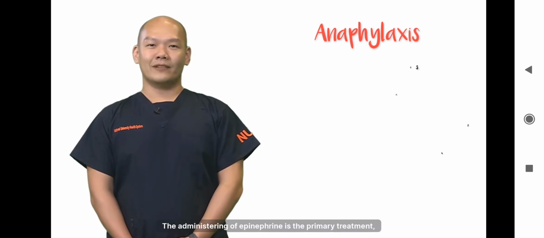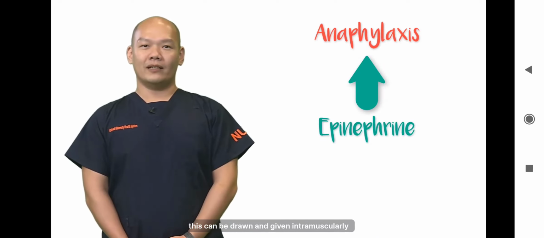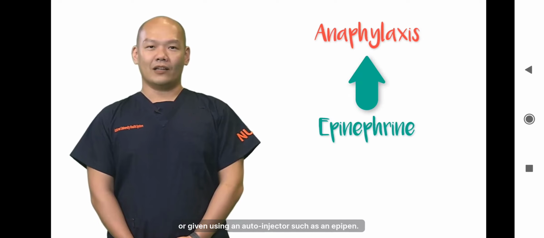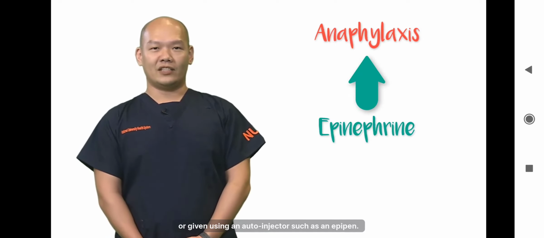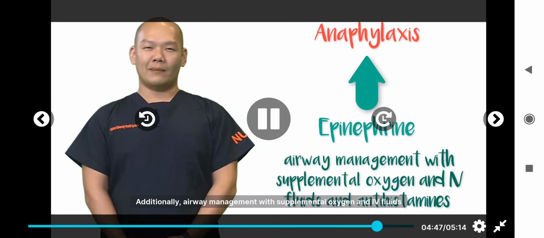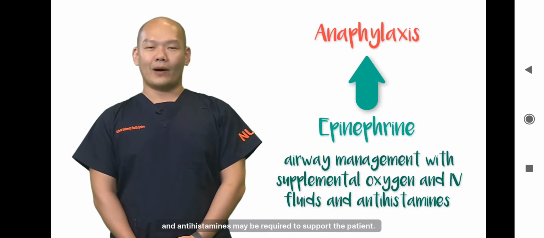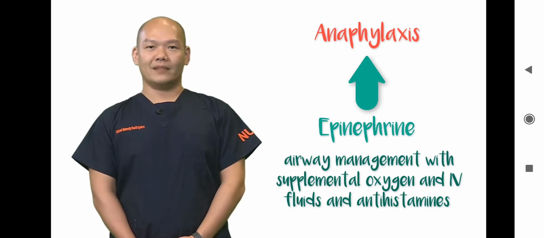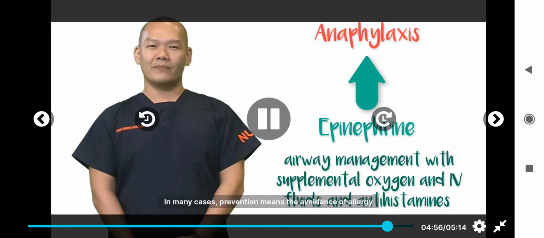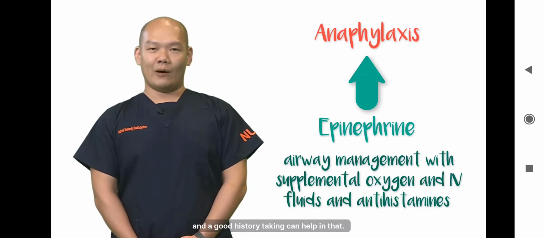The administering of epinephrine is the primary treatment. This can be drawn and given intramuscularly or given using an auto-injector such as an EpiPen. Additionally, airway management with supplemental oxygen and IV fluids and antihistamines may be required to support the patient. In many cases, prevention means the avoidance of allergy, and a good history taking can help with that.